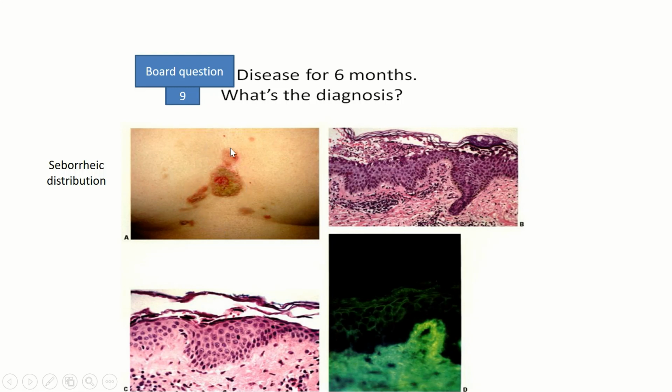This lesion is located in a seborrheic distribution. In comparison with pemphigus vulgaris, pemphigus foliaceus is characterized by bulla formation at the level of the granular layer. Both of them are characterized by intercellular configuration on immunofluorescent study.